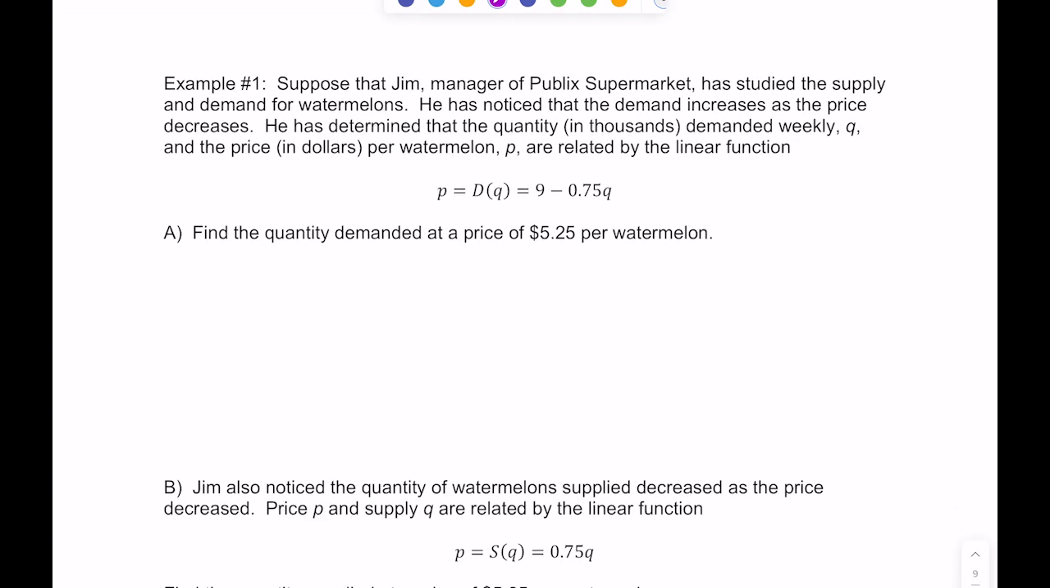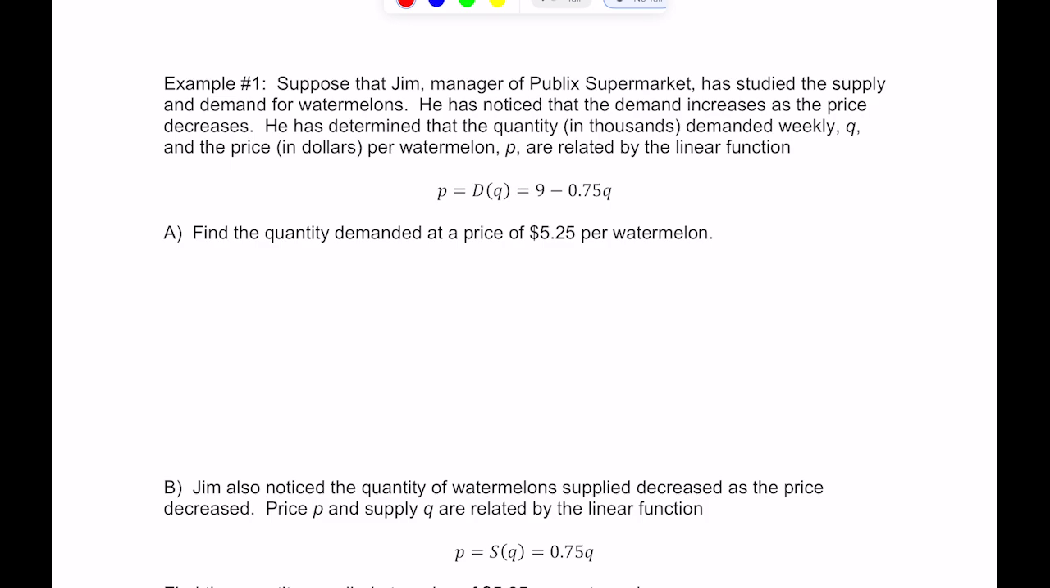At this point, feel free to pause the video to read the problem, and then you can unpause it and we'll work it out together. Suppose that Jim, manager of a supermarket, has studied the supply and demand for watermelons. He has noticed that the demand increases as the price decreases. He has determined that the quantity in thousands demanded weekly, Q, and the price in dollars per watermelon, P, are related by the linear function P equals D of Q, which equals 9 minus 0.75Q.